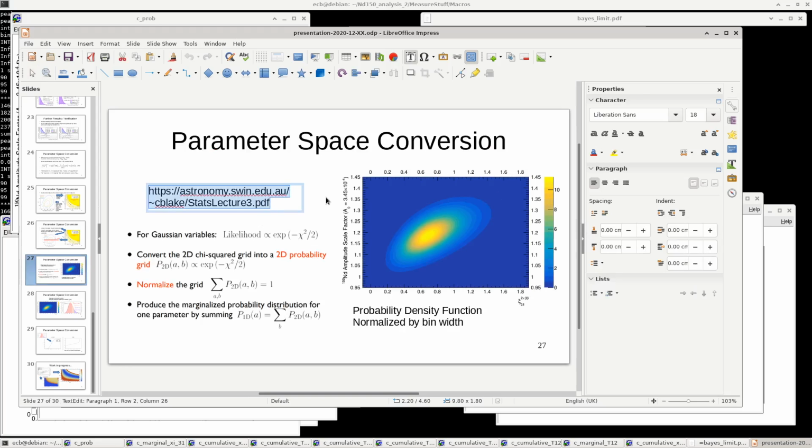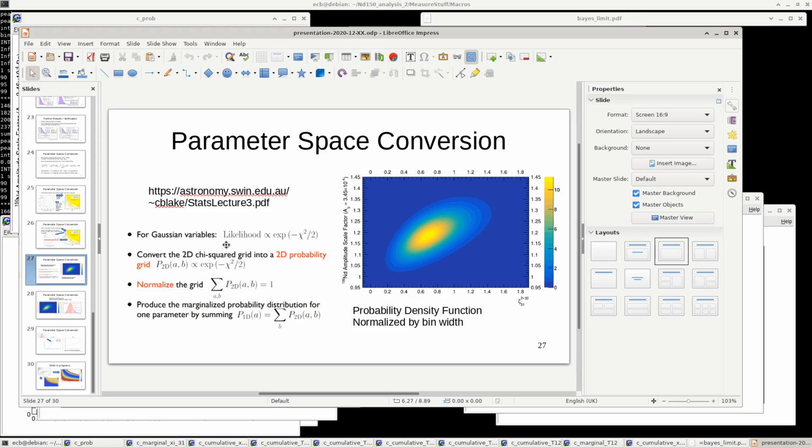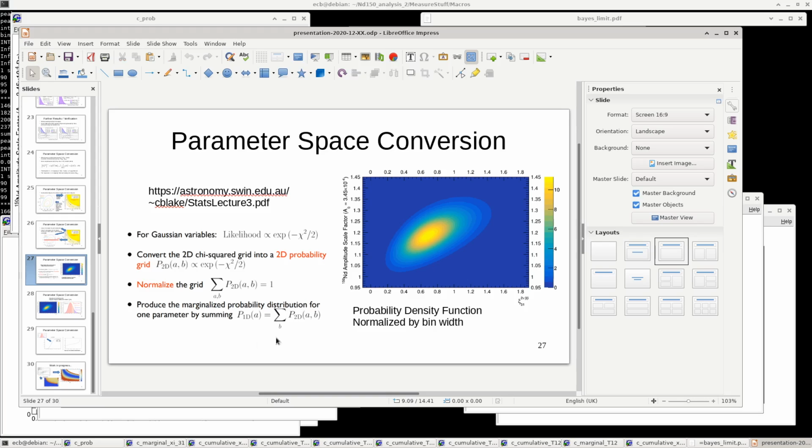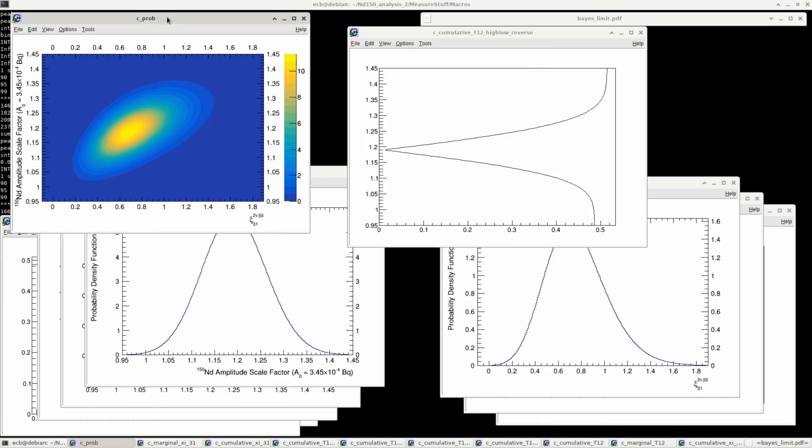source, this statistics lecture, this is how we converted from our chi-square values to the probability space. So we just took the exponential of the negative chi-square value divided by 2, and then normalized using this second point here. And then finally, we will use this in a second. This is to marginalize the probability distribution, so just to take essentially what Root calls a profile. Okay, so this is what we've done to create this probability space.